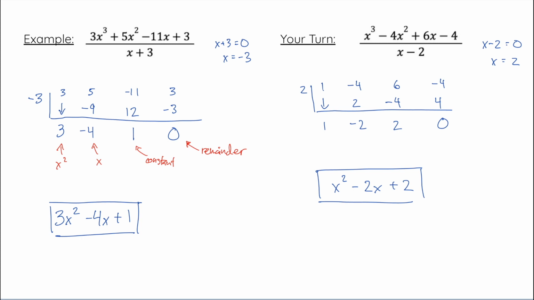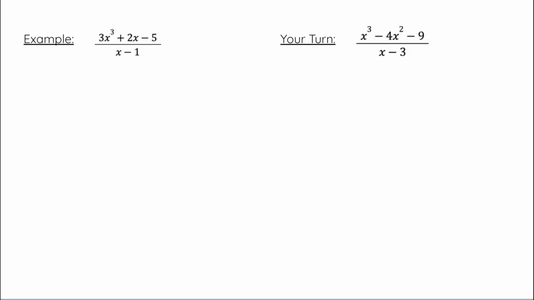This one has a remainder of 0. And as you can see, if you've already done long division, this is a much more compact and efficient way of doing this. So let's go on to the next one. Again, we set the denominator equal to 0, so we get x is 1. And the 1 is what's going to go on the left side of this synthetic division. So we write 1.